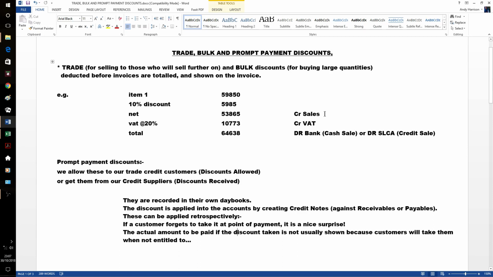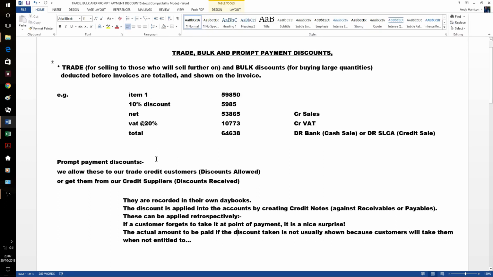We'll post the net into sales, so credit sales, credit VAT, of course, because it belongs to the sales, and then the total will either be debited into the bank if the customer's paid us, or debit the sales ledger control account if it's a credit sale. So those don't cause too many problems, just a definition occasionally. What does cause more problems is the prompt payment discounts.